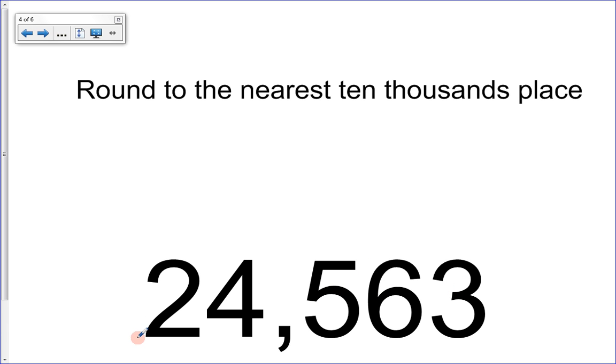So at first we are going to underline the 10,000s place, which is a 2, and we're going to box the digit after it, which is a 4. So what we're really trying to decide here is if this number, 24,563, is closer to 20,000 or 30,000. That's really what we're trying to decide, because those numbers are easy to work with in our heads, but this number, 24,563, is not an easy number to work with in your head.